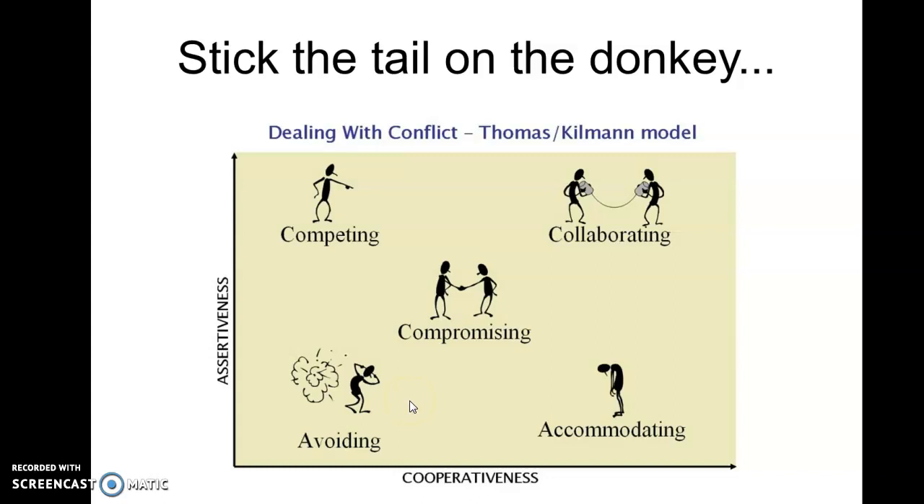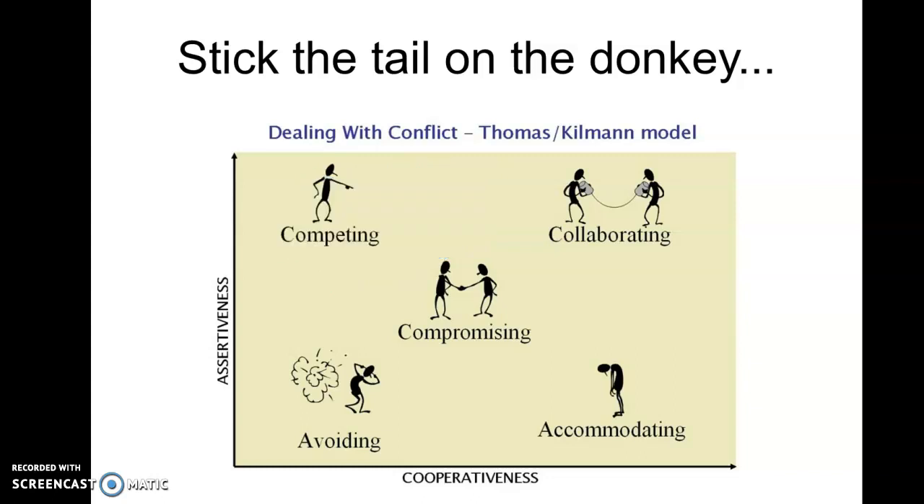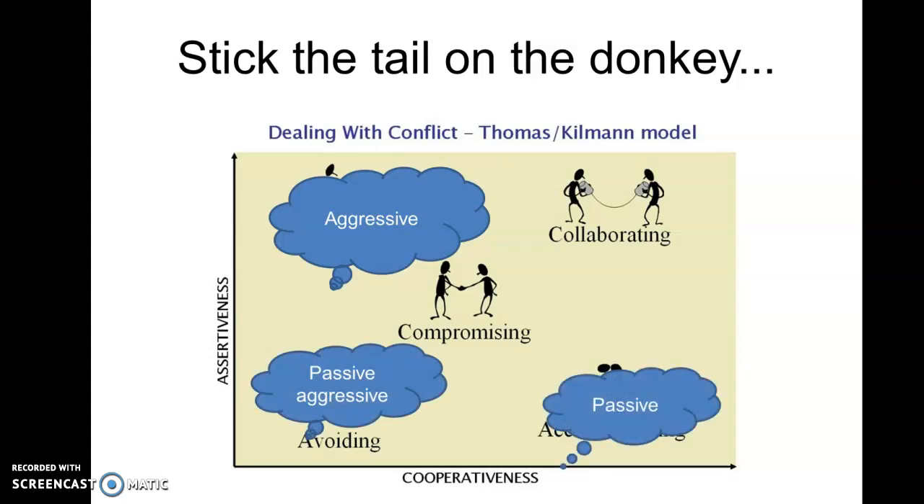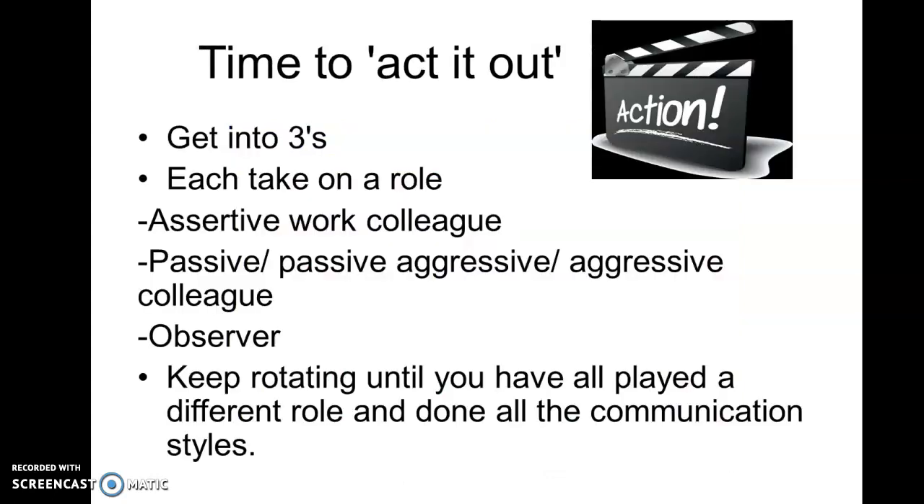So if you want to pause the screencast again, just think where you are. If you're avoiding, how can you try and move into the collaborating? It might be linked to your assertiveness, might be linked to your cooperativeness with others. People who are competing tend to fit in the aggressive communication bracket. People who are avoiding sit in the passive aggressive. People who are accommodating, passive. People who are assertive sit between the compromising but more towards the collaborative.